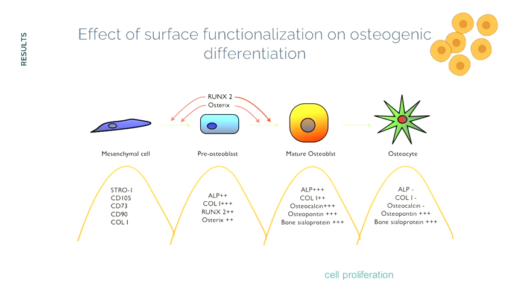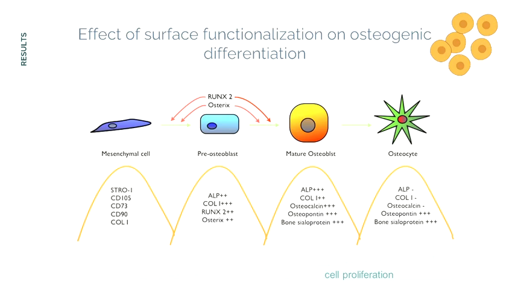What you can see here, there are some markers that are produced by cells over time. And what we did, we prepared our coatings, we seeded mesenchymal stem cells, and then we cultured them for 21 days.